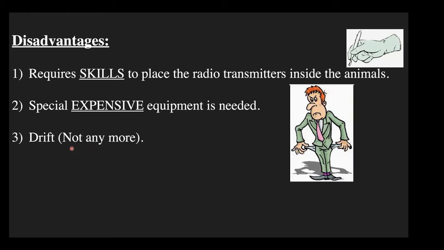However, I think this problem is really well taken care of by the manufacturing companies right now, because we no longer have this. The transmitters are very much stable in their offsets.